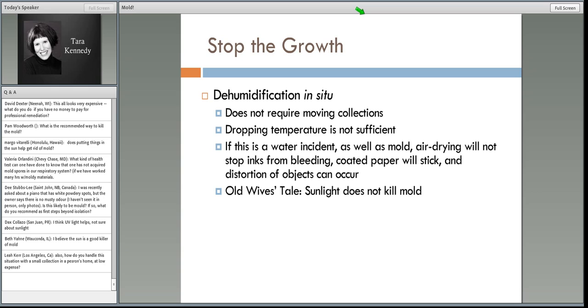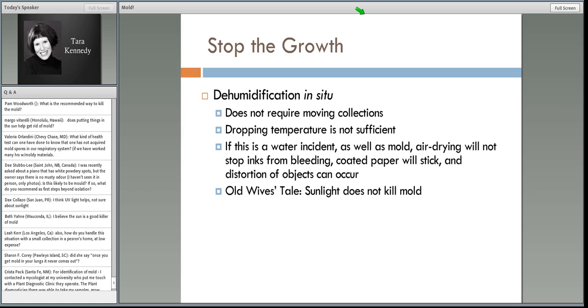You can do it in situ. You do not have to remove collections if you have a really large outbreak. This is probably the best way to handle it. Dropping your temperature is not going to be sufficient in dehumidifying the air space. You really need to get industrial strength dehumidifiers to do that.